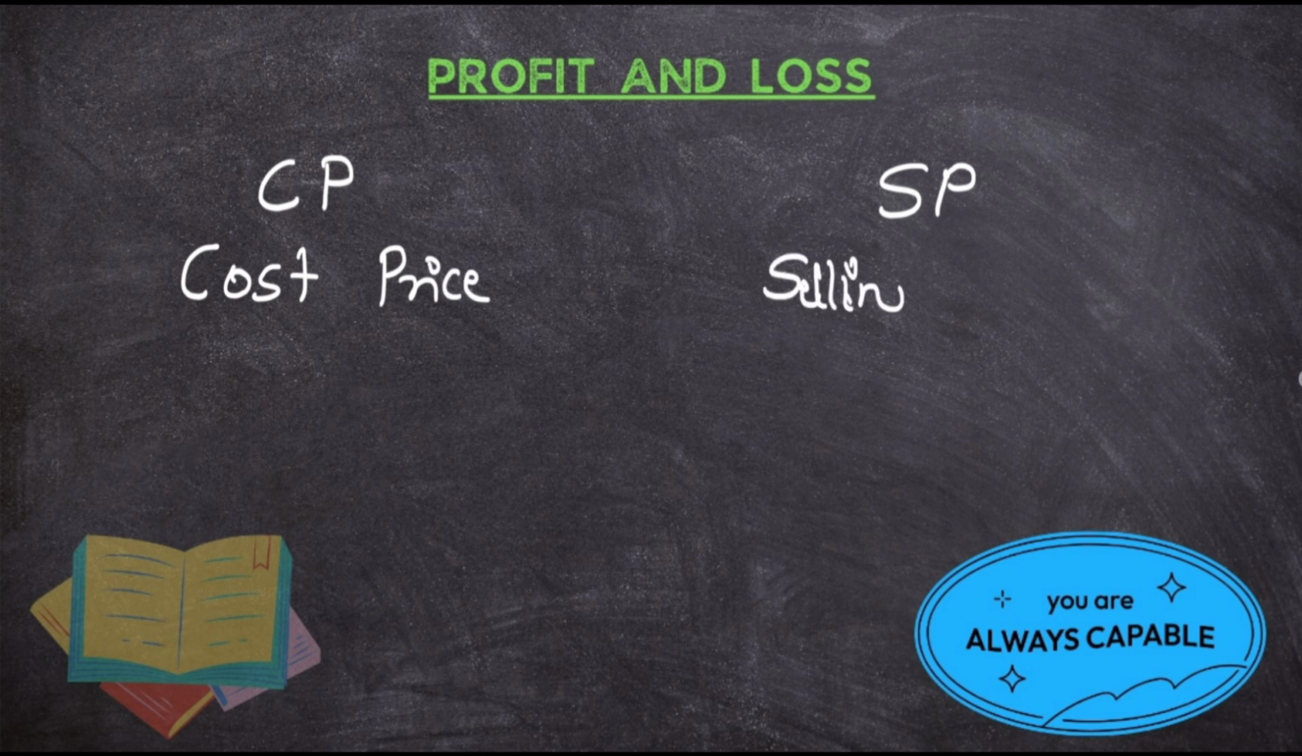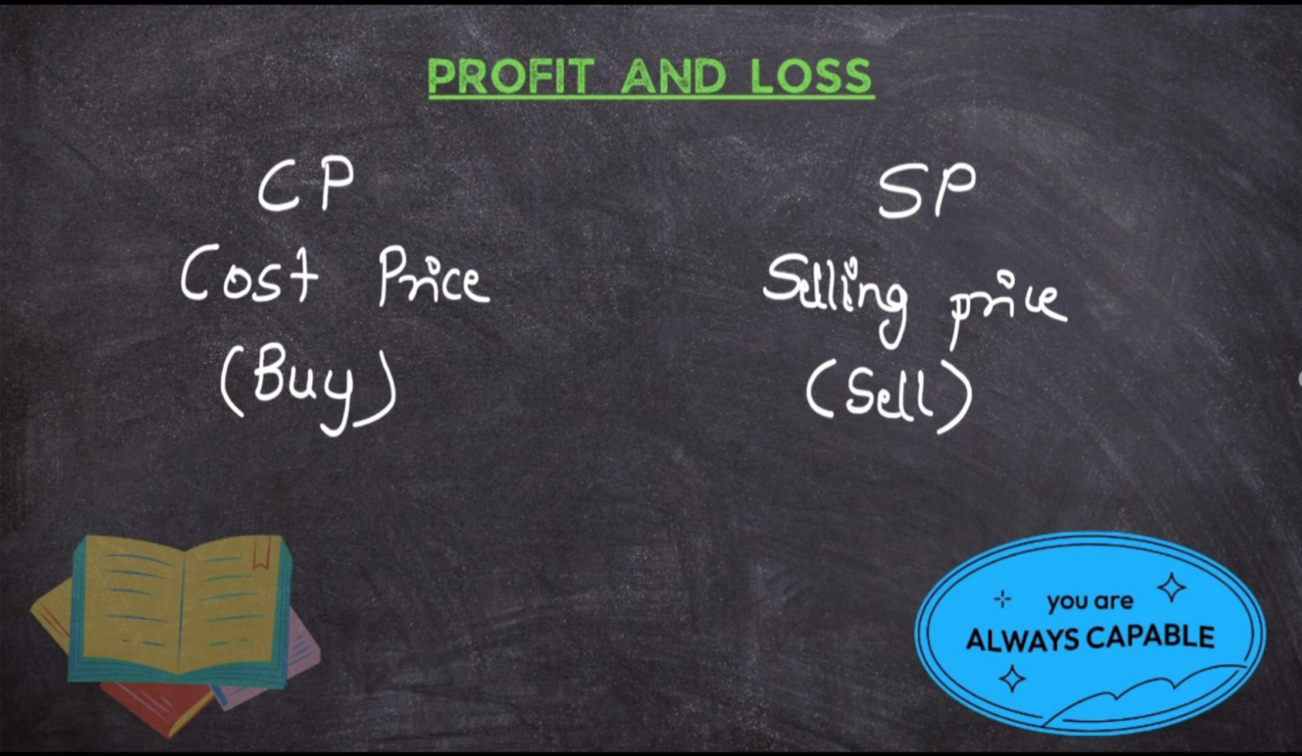Okay, so what does cost price mean? Cost price means the price at which anybody buys a product or a thing, be it anything. And selling price, as the name itself says, means the price at which anybody sells a product. So you have to first understand these two terms.